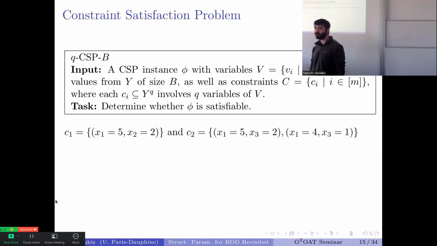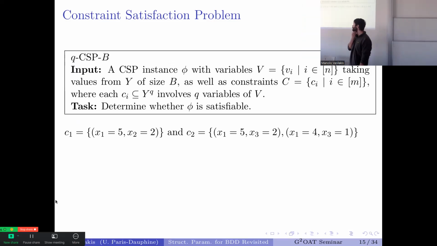For the first of the results, we have the lower bound parameterized by delta plus treewidth. We will reduce from this CSP problem, which is quite helpful if you want to show a lower bound parameterized by treewidth where the base of the exponent is not 2. So this allows us to simplify the constructions.